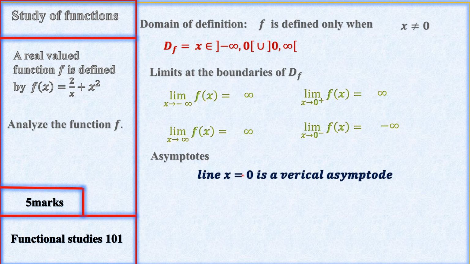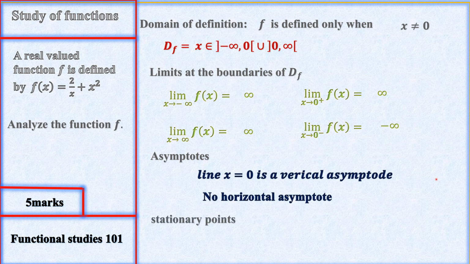So we can see clearly that there are no horizontal asymptotes, because horizontal asymptotes are horizontal lines that the function approaches but never touches at infinity. Since these values here are not real numbers, we cannot say that there is a horizontal asymptote. So there are no horizontal asymptotes. Those are the asymptotes of our function. Let's go to the gradient function.